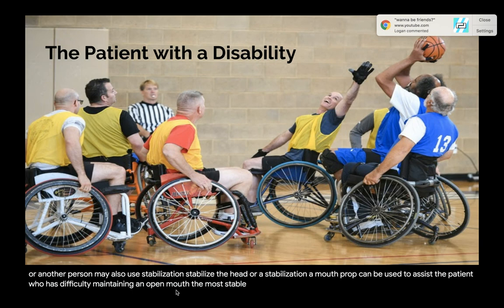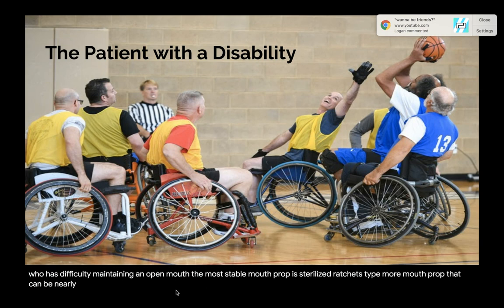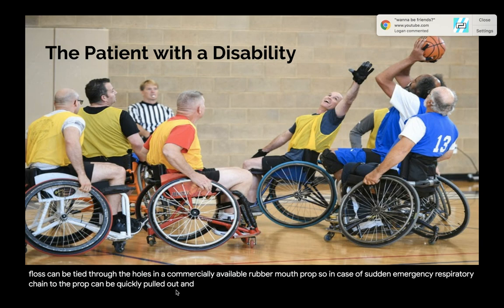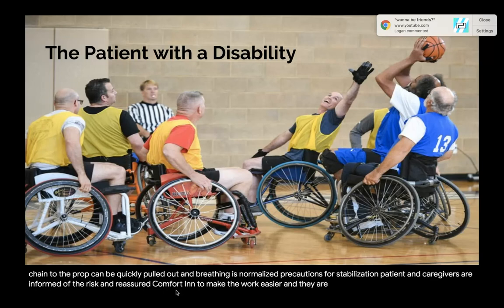The most stable mouth prop is a sterilized ratchet type Molt mouth prop that can be nearly closed for insertion between the teeth. There are different types of rubber bite blocks. A long piece of dental floss can be tied through the holes in a commercially available rubber mouth prop, so in case of sudden emergency respiratory change, the prop can be quickly pulled out and breathing is normalized. Precautions for stabilization. Patient and caregivers are informed of the risk and reassured all stabilization devices are for comfort and to make the work easier, and they are in no way meant to hurt or punish the patient.